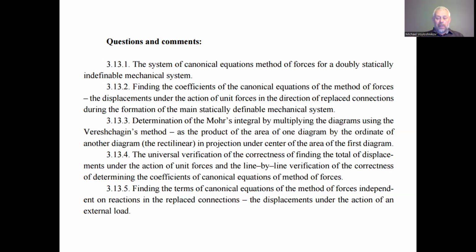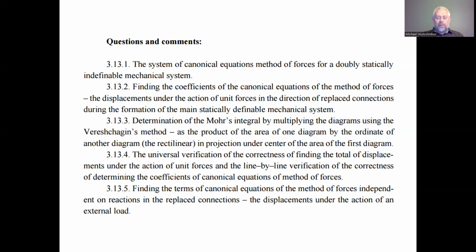3.13.4, the universal verification of the correctness of finding the total of displacements under the action of unit forces, and the line-by-line verification of the correctness of determining the coefficients of the canonical equations of the method of forces. This is important to do, and we can do, for example, the total unit bending diagram. This means that the algebraic total of all found displacements under the action of unit forces has to be equal to the result of using the Mohr integral for determination of the displacement in the generalized direction using the diagram of the bending moment under the action of unit forces.